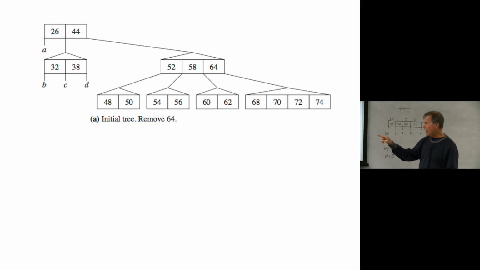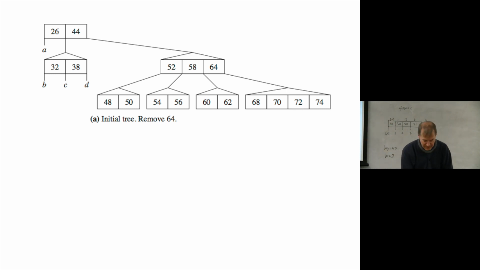The question is, what is the height of tree A, B, C, and D in this next figure? Here is our initial tree, and we're going to remove 64. Can you tell what the height of tree A must be? 2. And then B, C, and D must each be what? 1. Because they represent trees, and the leaves all have to be at the same level.